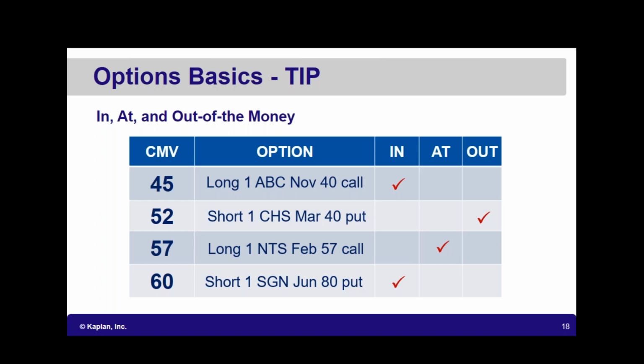So in, at, or out of the money. And remember, if the option is in the money, it has intrinsic value. If it's at or out, well, there's no such thing as negative intrinsic value. So the amount you'd put on in the test would be 0. So it has 0 intrinsic value if the option is at or out of the money.